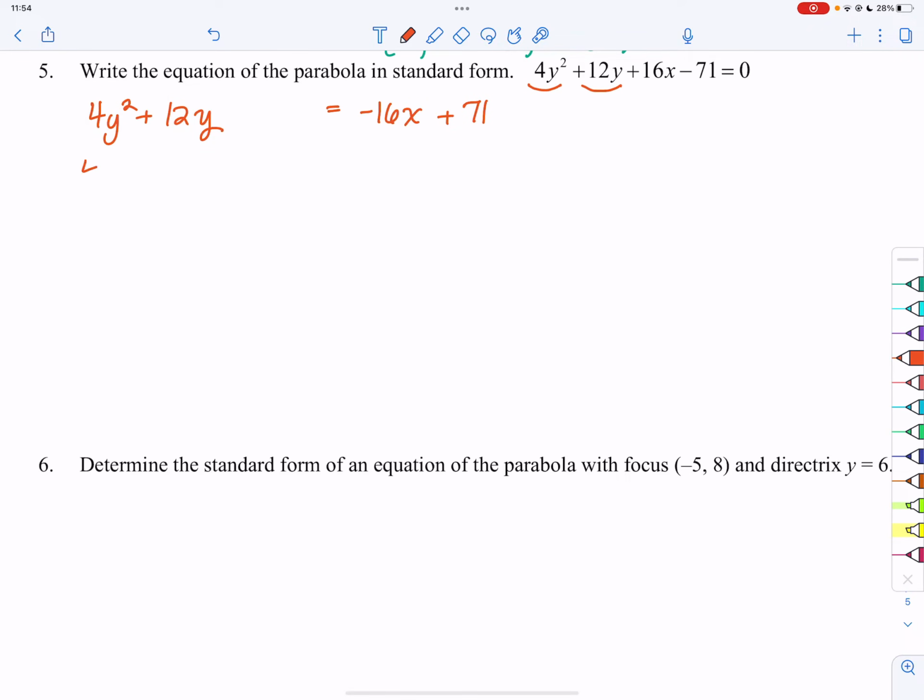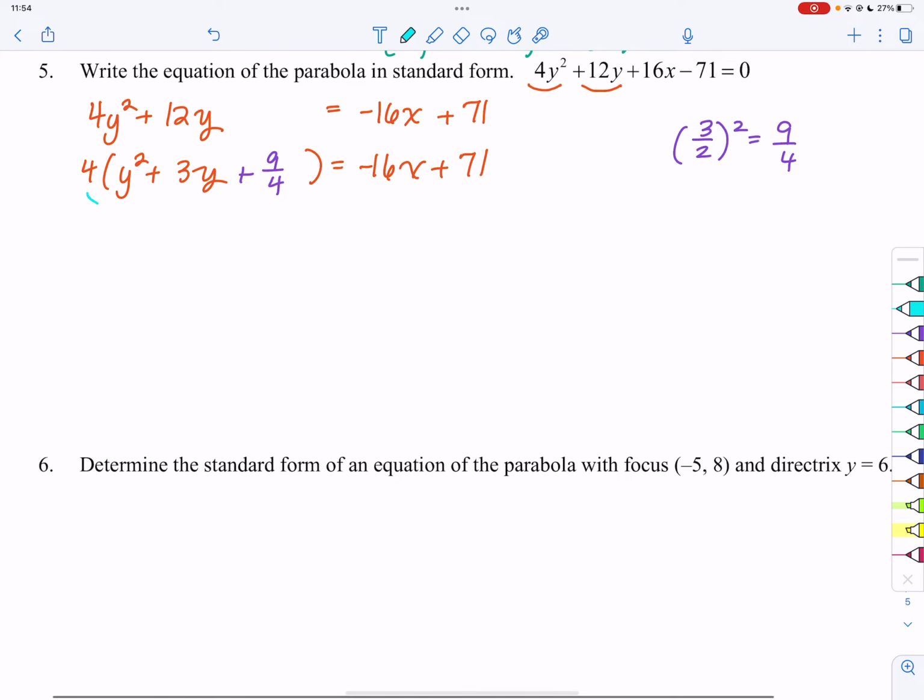We'll go ahead and factor that 4 out, leaving a blank. And then, of course, half of 3, so we could go ahead and take 3, divide it by 2, and square it. So we have 9/4 that we will be adding. However, we are not just adding 9/4, we are adding 9.